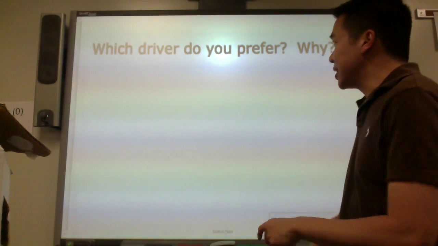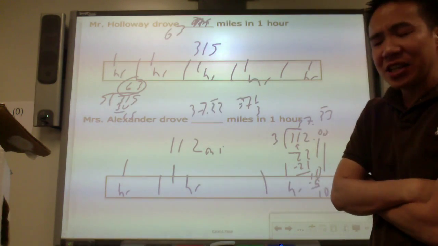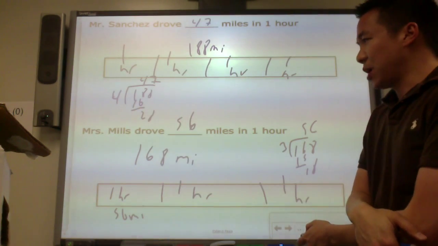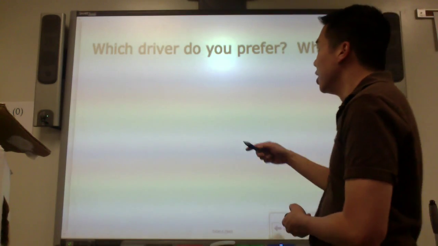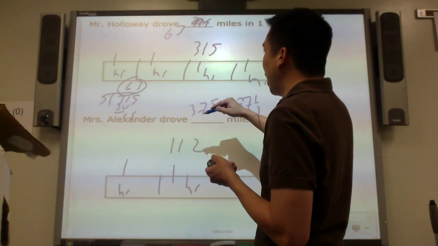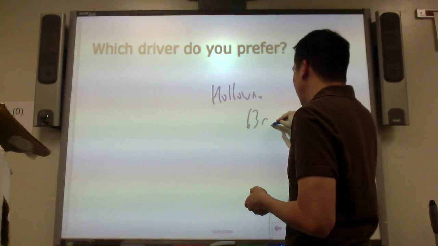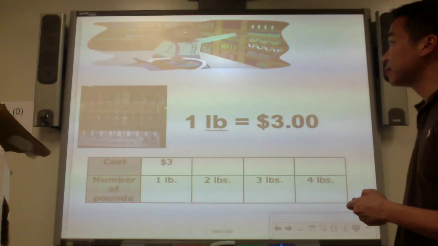So the question for this is, which driver do you prefer? I prefer the faster driver. However, he does drive over the speed limit, depending if it's 60 miles per hour. So the safest is probably Mrs. Mills. Mrs. Alexander will take you forever. So I prefer Holloway. Why? He drives 63 miles per hour, or for every 1 hour.